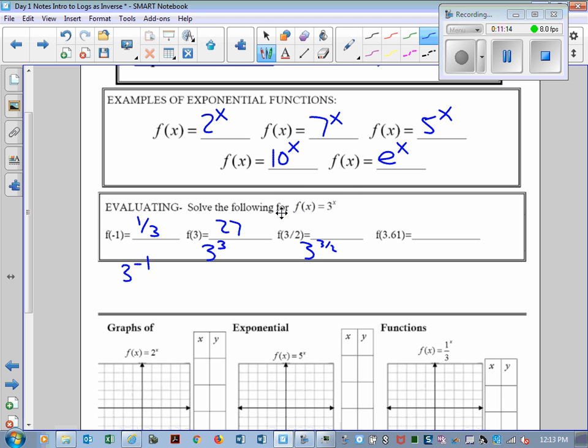What is 3 to the 3/2 power? You all have a calculator. Rounded to how many places? 2 places. That's my rule. 5.20. And how about 3 to the 3.61 power? What do we get? 52.77. Okay, so exponents are a piece of cake, yes? Not a problem.